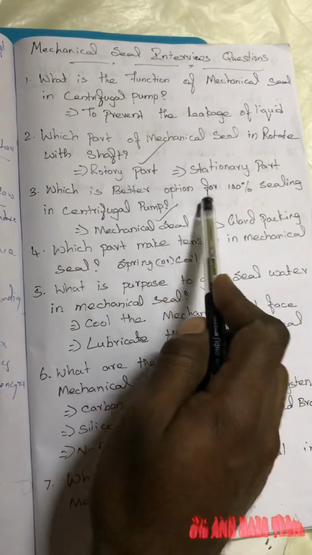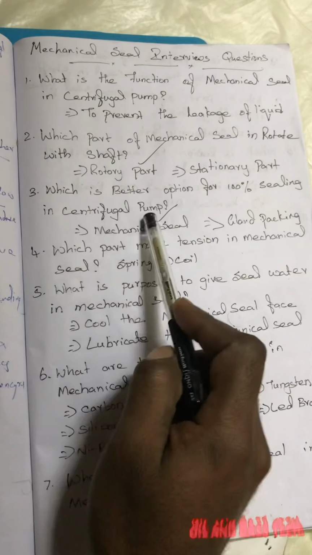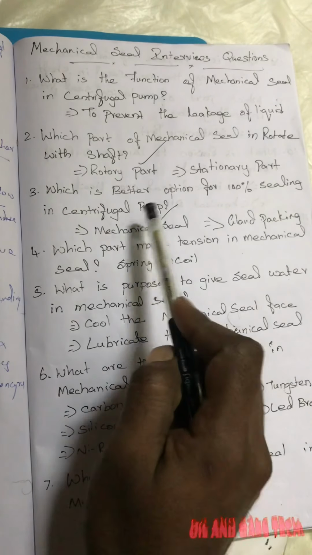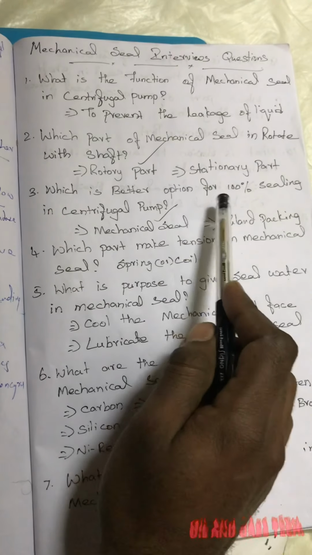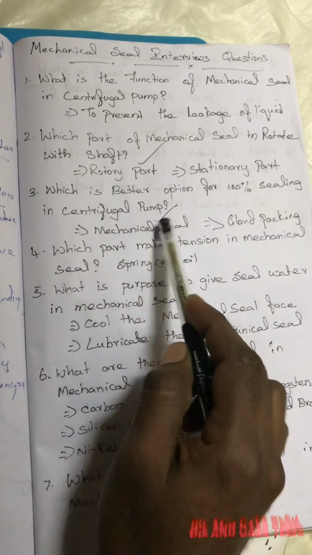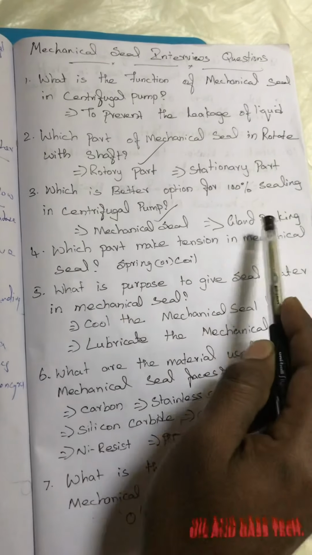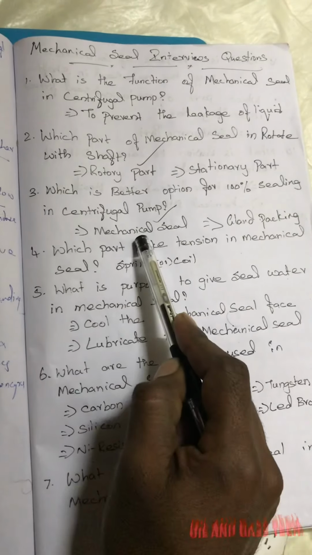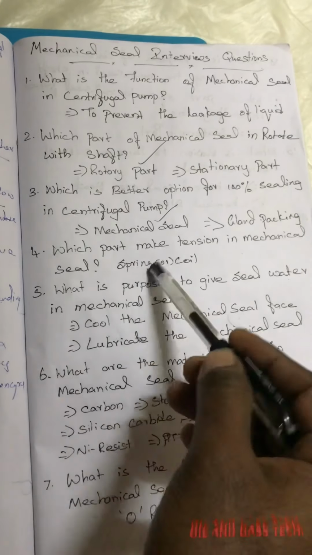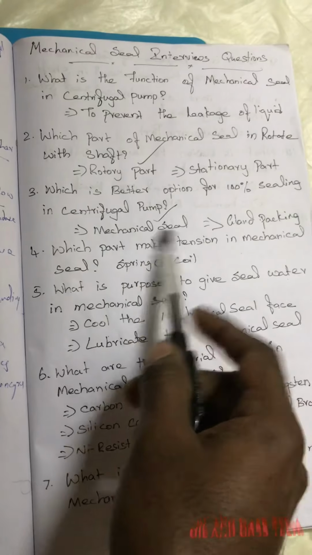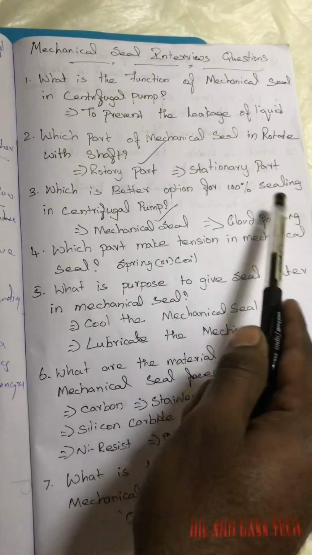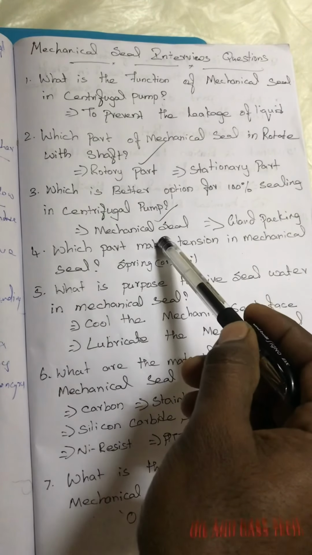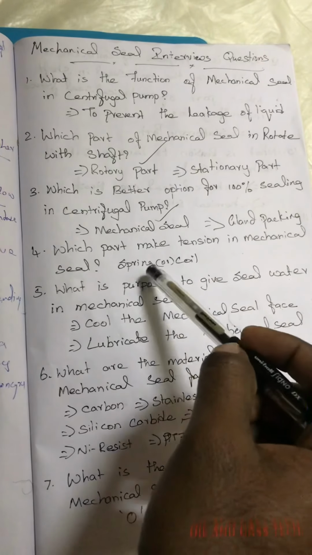Which is the better option for 100% sealing in centrifugal pump? Mechanical seal or gland packing? Here mechanical seal. Mechanical seal is the best option of selection. Reason: 100% sealing with mechanical seal compared to gland packing.